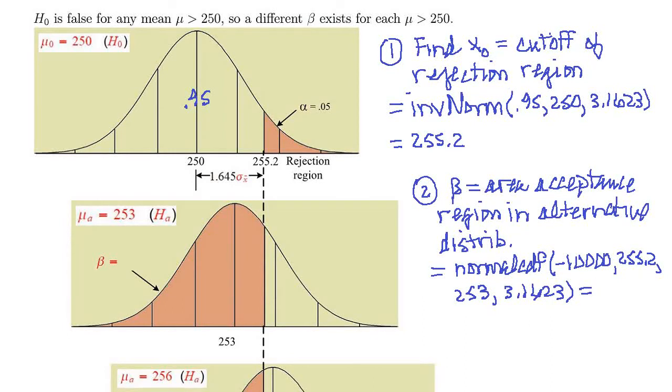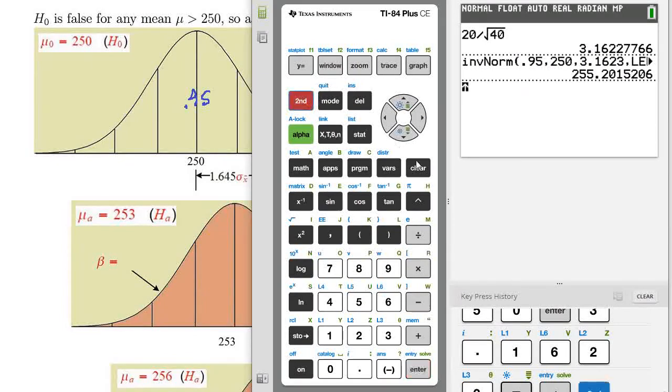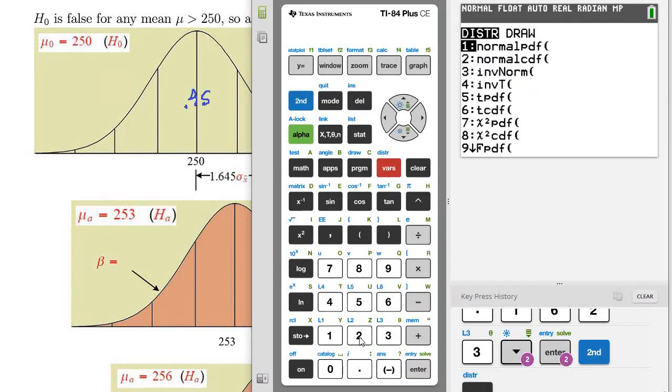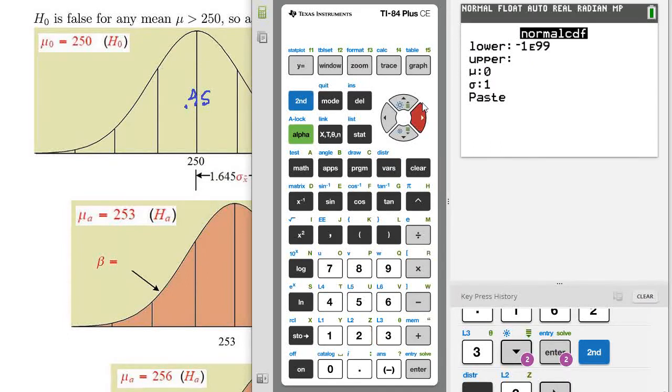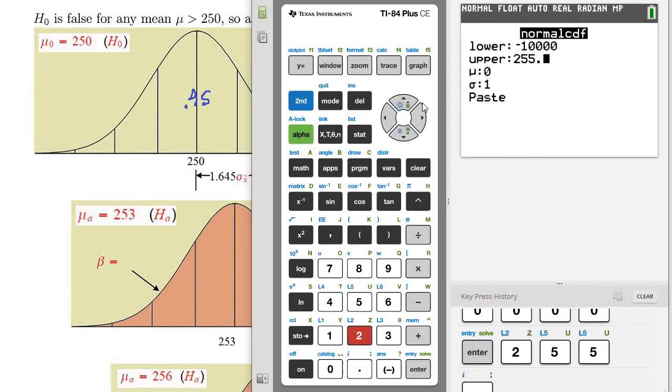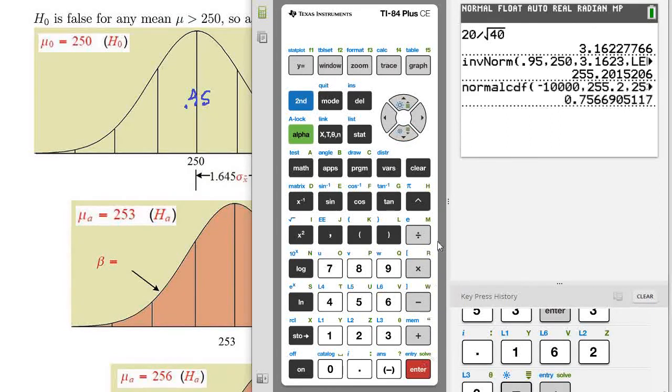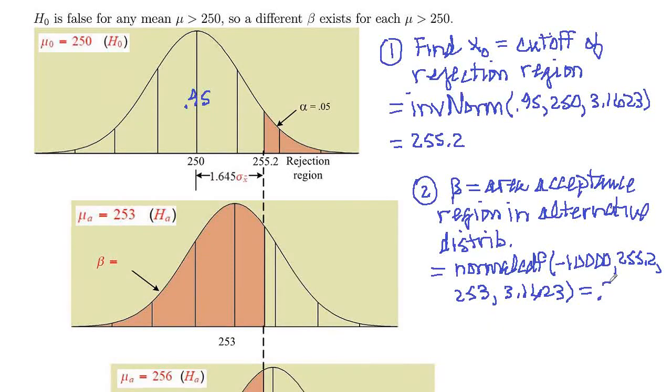So let's go ahead and compute that. So we're going to go to second variables. We want normal CDF, negative 10,000, up to our 255.2. Our mean is 253, we're assuming, and 3.1623. 0.7567. So there, 0.7567 is beta.